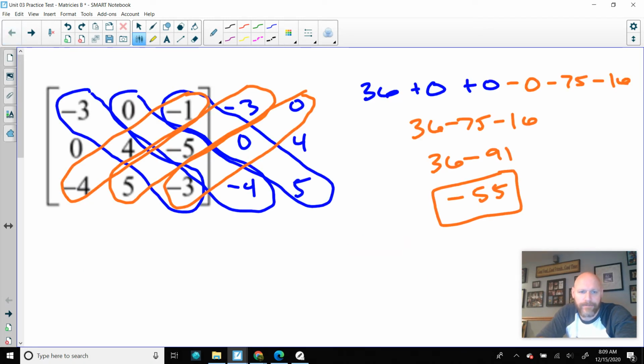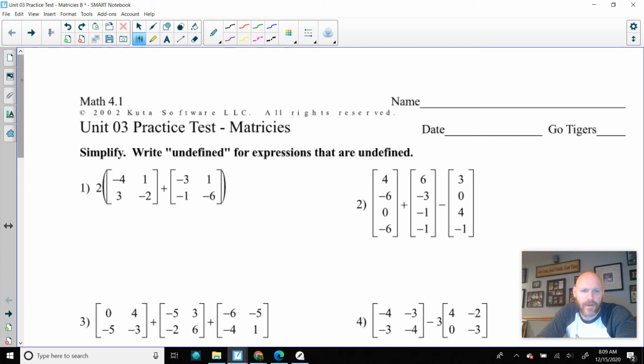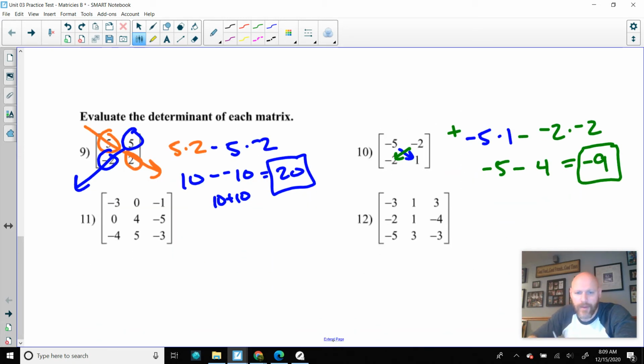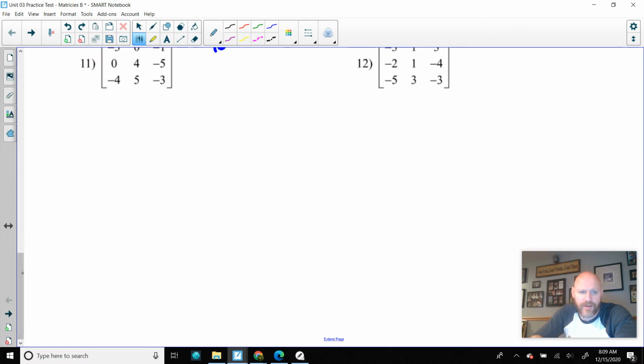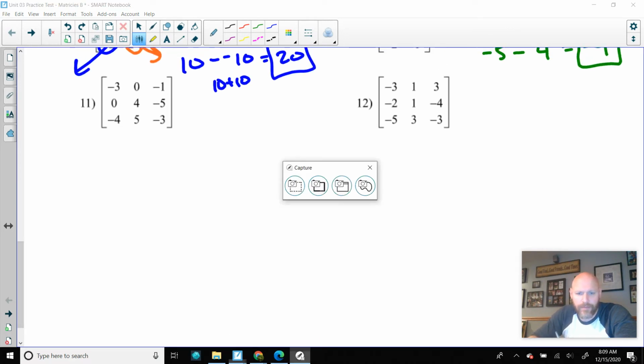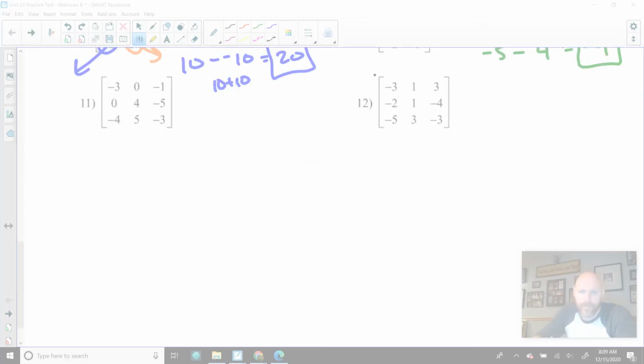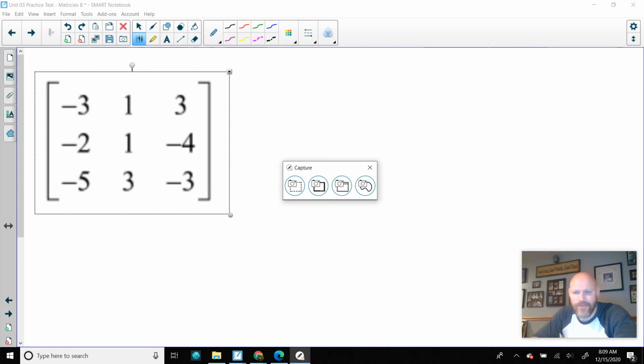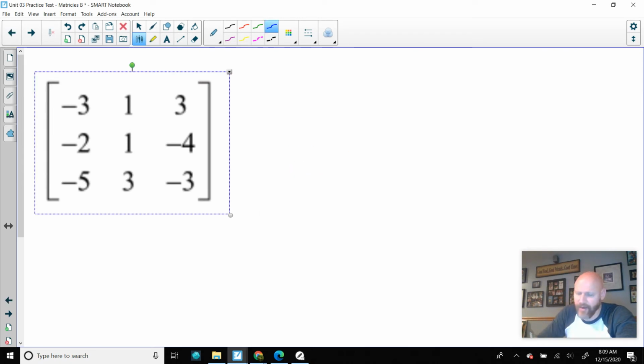All right, so number 12, way down here at the bottom. Let's grab that. We'll take it to another page. No zeros in this one, so this will be a little bit more work. Let's go ahead and try this one out. See what we get. Apparently, it's supposed to be a -16. I'm going to write that up here in the corner just to make sure that we get that correct.